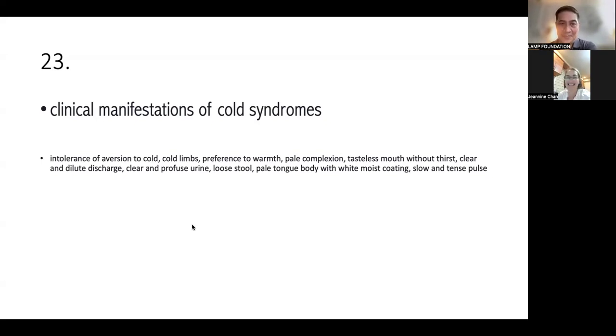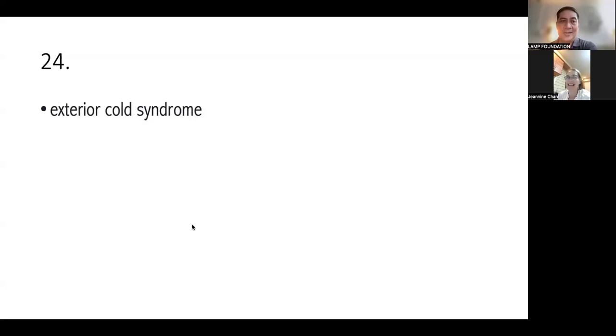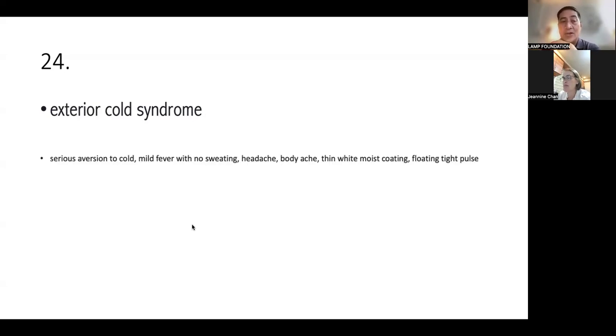It's so easy. Next, what is an exterior cold syndrome? The exterior syndrome refers to the symptoms at the primary stage of exogenous disease caused by invasion of the six evils. Marked by the sudden onset or short duration.